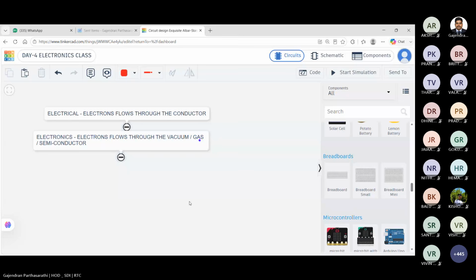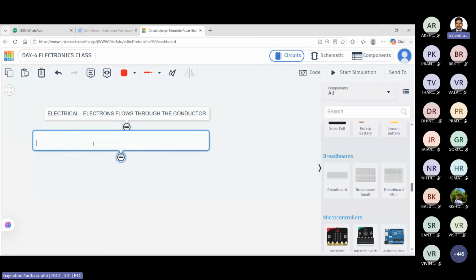Logic in the electronics, no? In electronics, we have subcategories. The first one is the normal electronic circuits. Then we learned digital electronics.